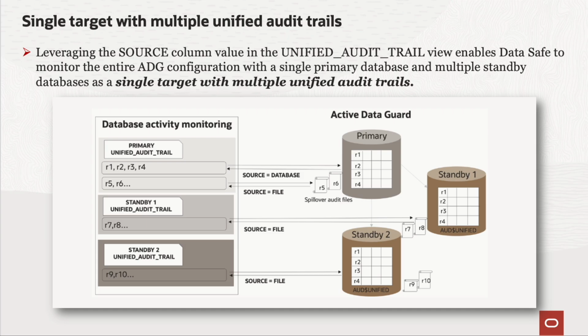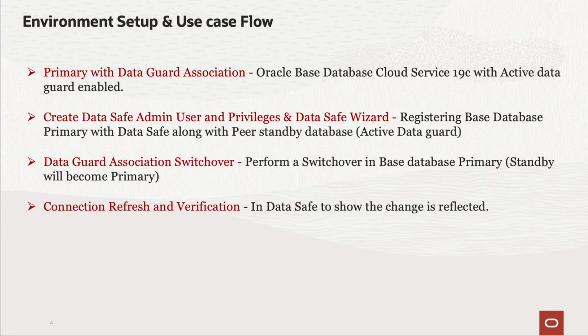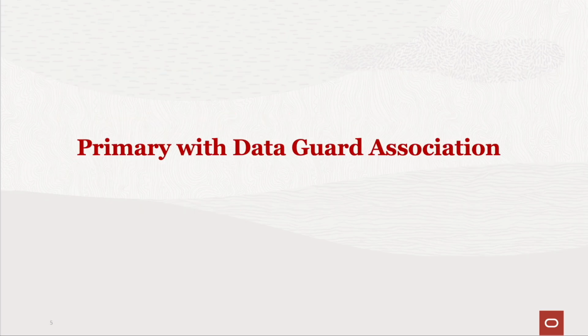Now with that, I'll hand over to my colleague Sneha to take you through the environment setup. Thank you, Sheharyar. Here is the environment setup and use case flow. We shall enable the primary database with a Data Guard association in Base DB 19c. Then we will create the Data Safe admin user and provide the privileges. We will then register the Base DB through the Data Safe wizard. Then perform a switchover from the OCI console, do a connection refresh, and finally verify in Data Safe to show the change. So let's start the demo by understanding the environment with the Data Guard association.